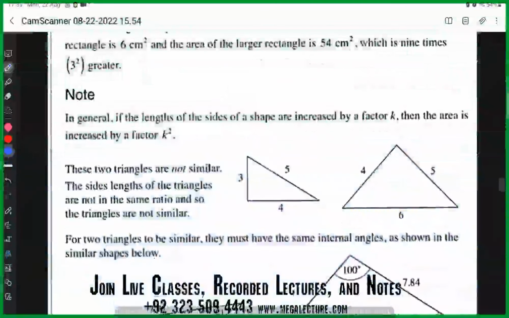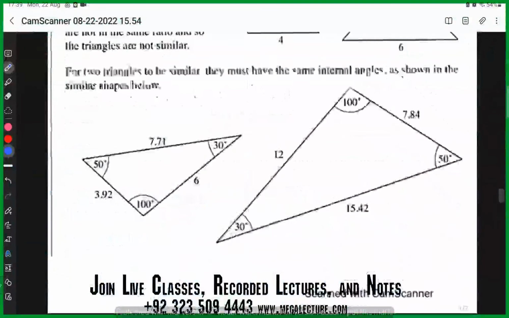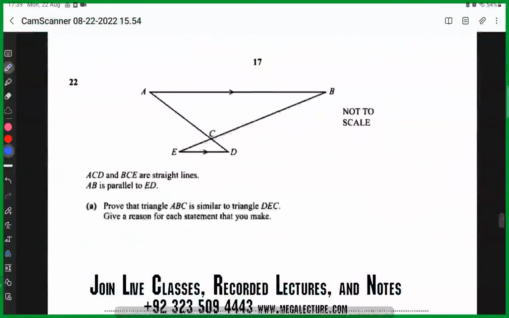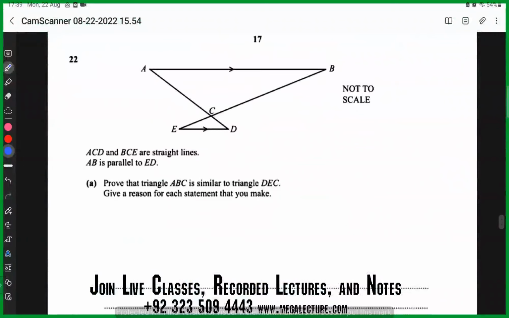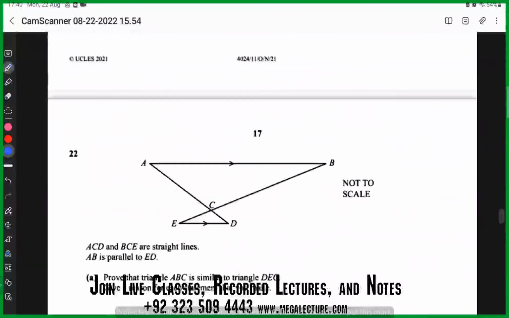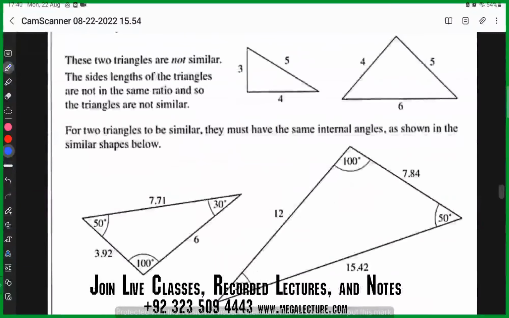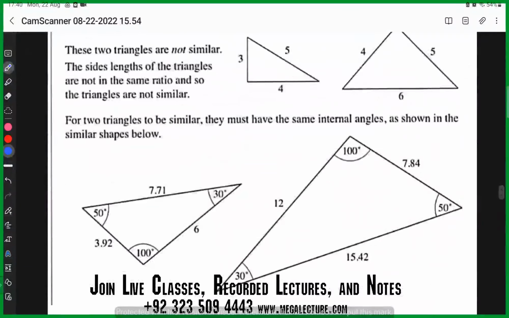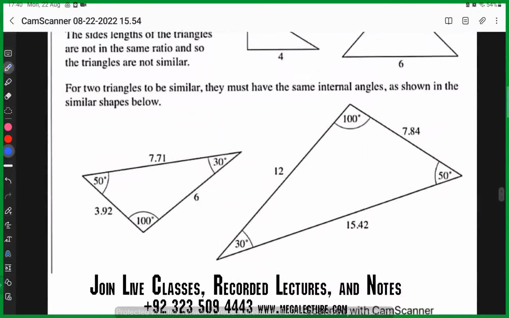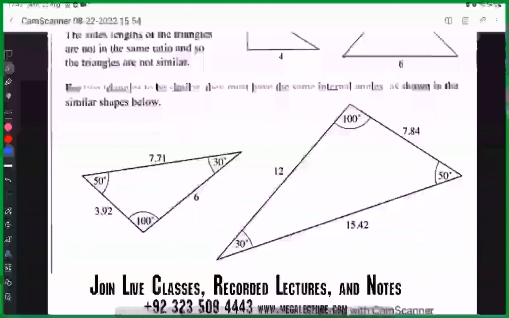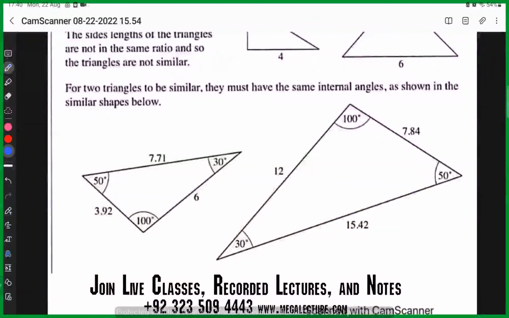We will not talk about this area stuff over here. Okay, let's talk about this past paper question. This is also important. If the two shapes or the two triangles are similar, what is the first thing? The first thing is that the ratios are going to be the same.